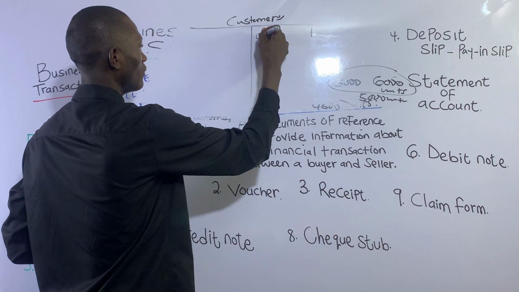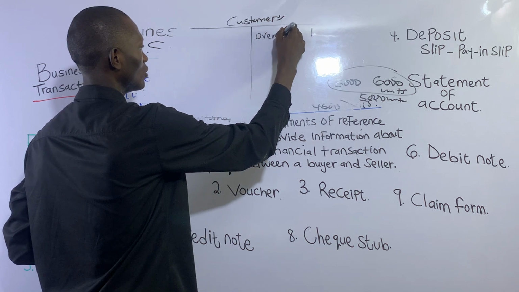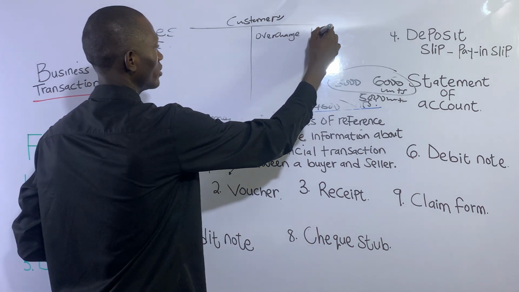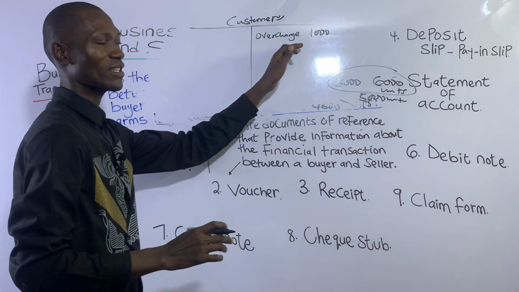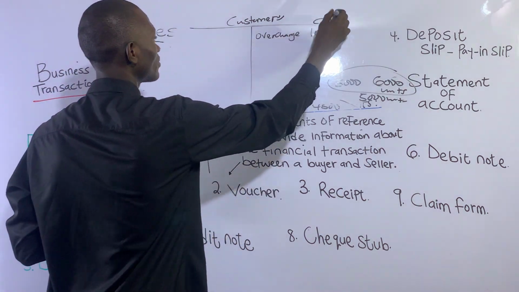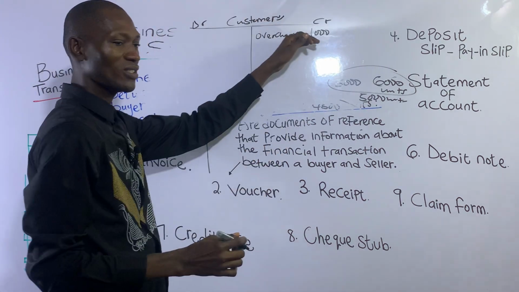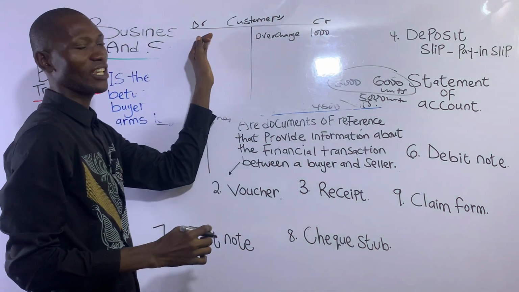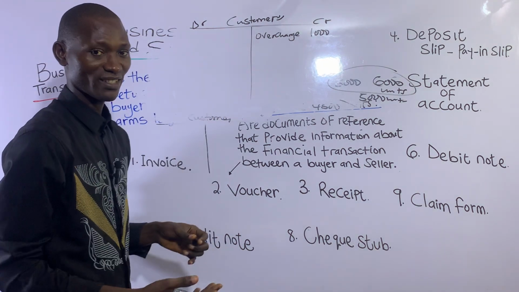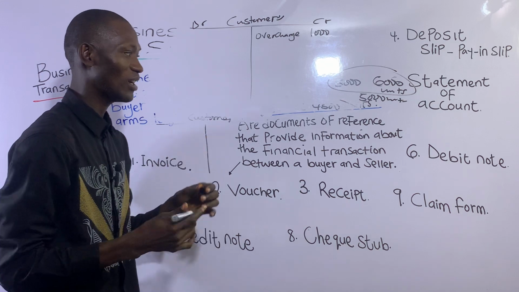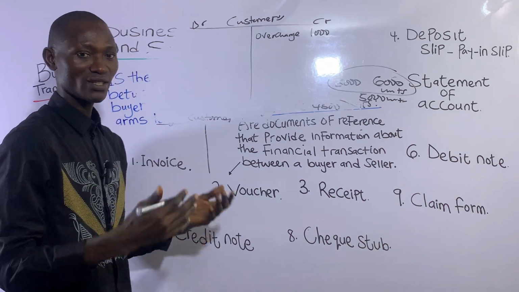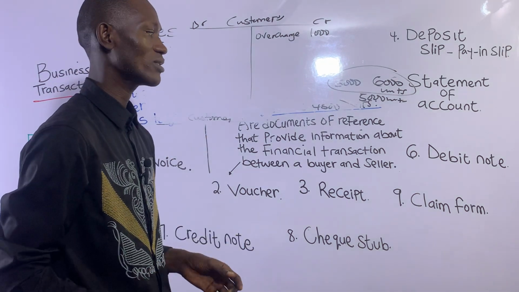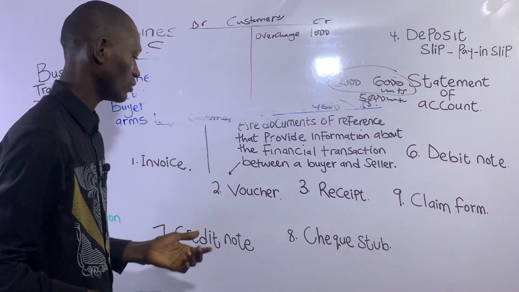We have an error of overcast, that's overcharged by 1,000 units. So in the customer's account, crediting it means you have reduced it. But debiting a customer's account means you are increasing it. That's just it. We'll get to talk about all this when we get to the system of double entry accounting. So let's move on.